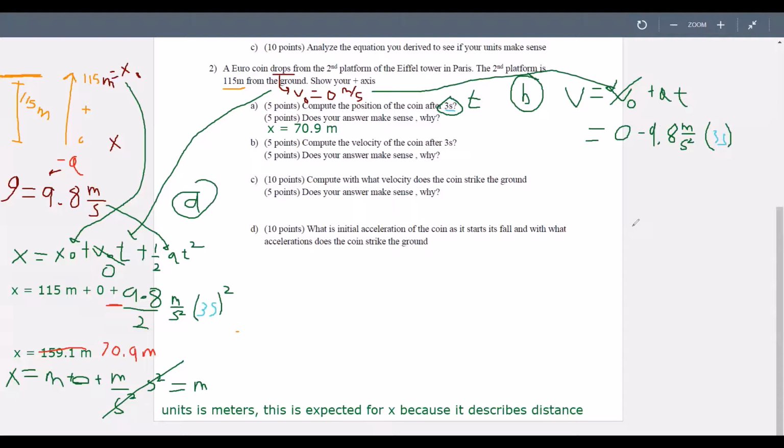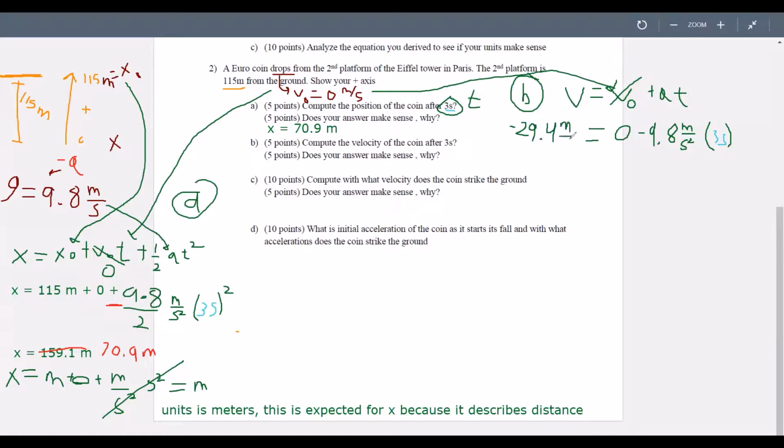.8 times 3, which is going to be negative 29. You're expecting it to be negative because you're falling downwards relative to your axis. So it's going back. It's falling down, not up.